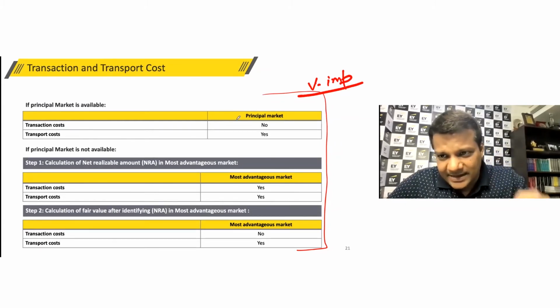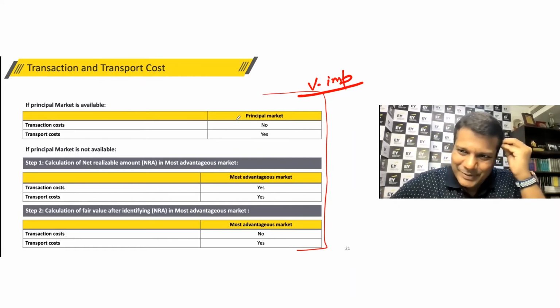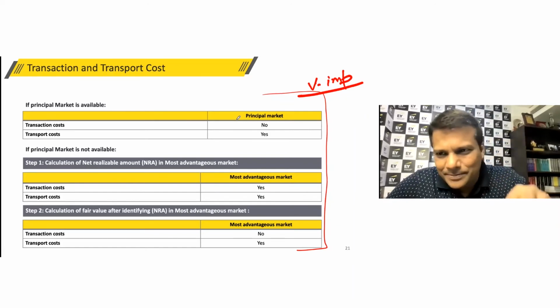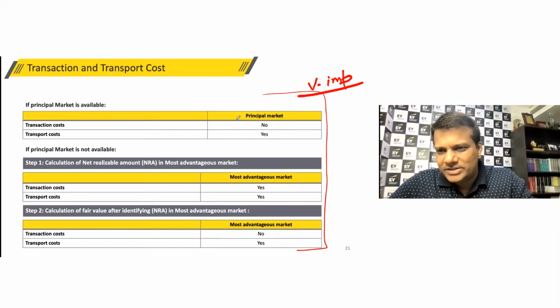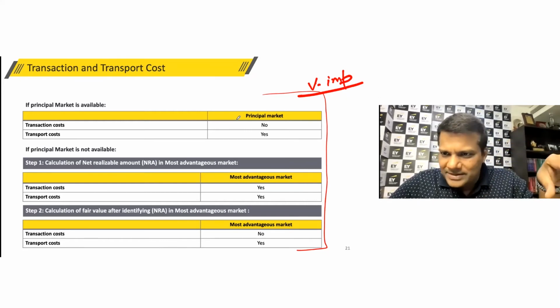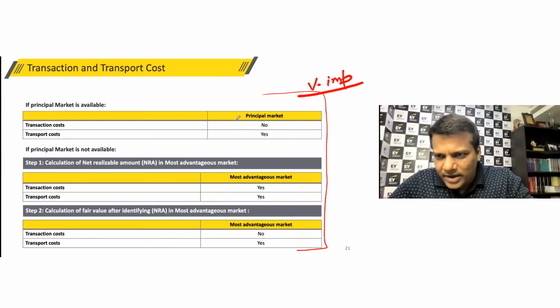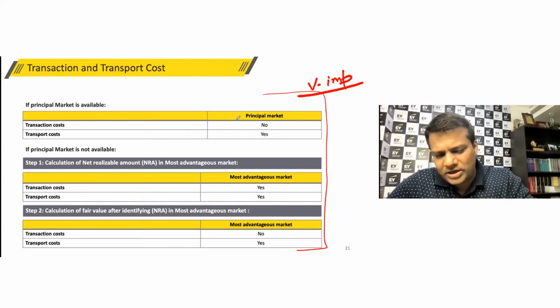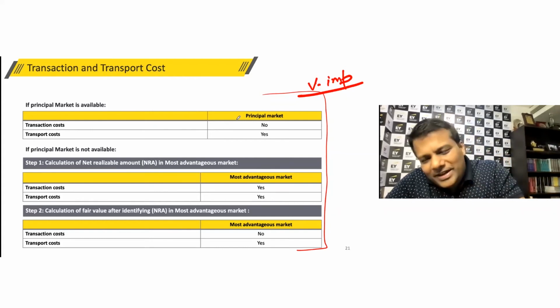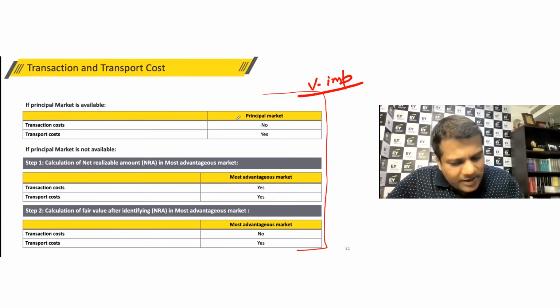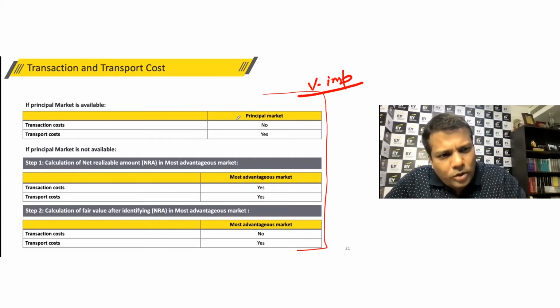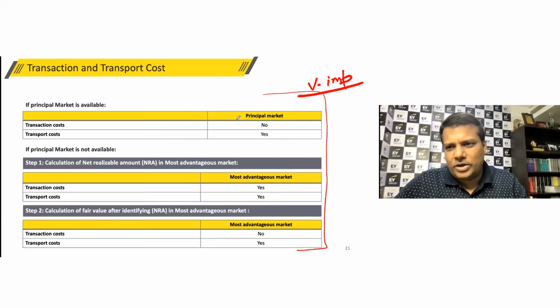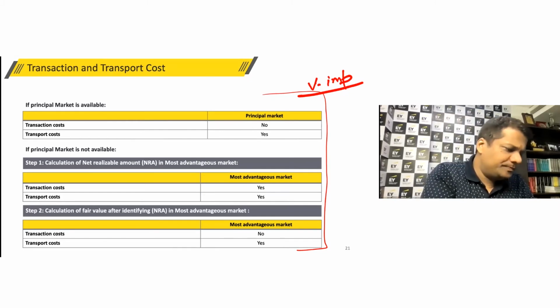Please focus on this, understand this, remember this, okay? If there is a principal market, transaction cost is not considered, only transport cost is considered. Now, if you don't have a principal market, to determine the most advantageous market, I'm going to consider the transaction cost and transportation cost. However, for computing the fair value, I will not consider the transaction cost. I will only consider transportation cost. All right, so that is what the principles are.